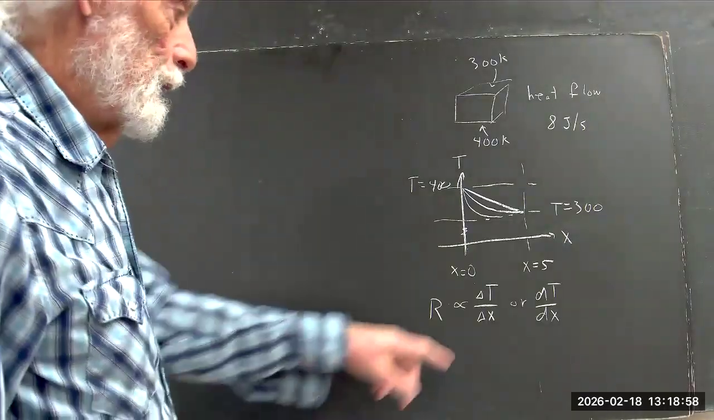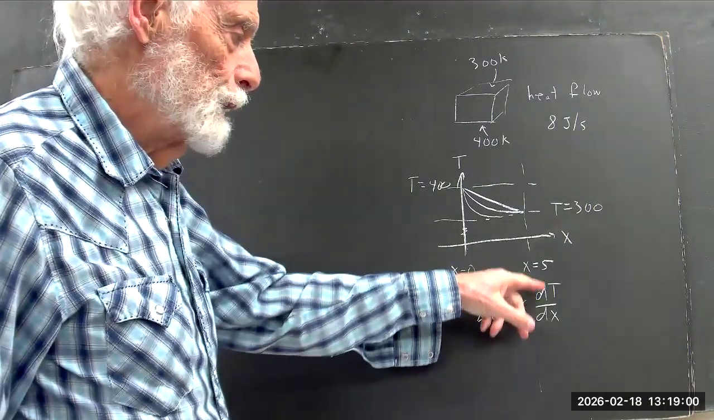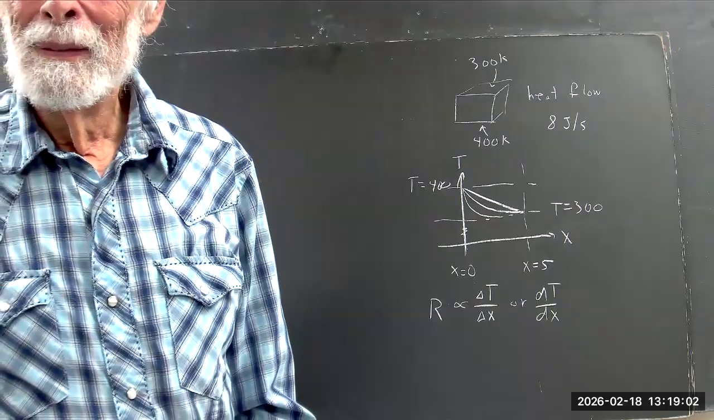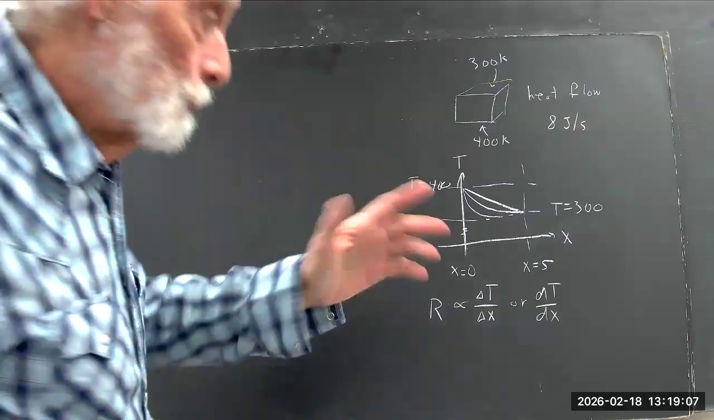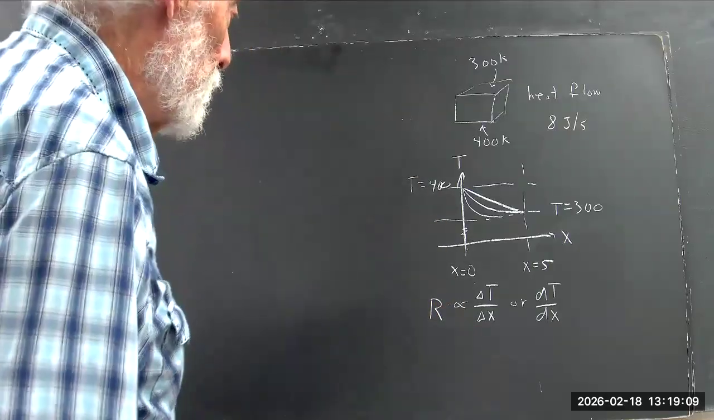Now, at steady state, delta T over delta X is the same as dT/dx because the temperature gradient is constant throughout. Ponder that if you don't understand it.